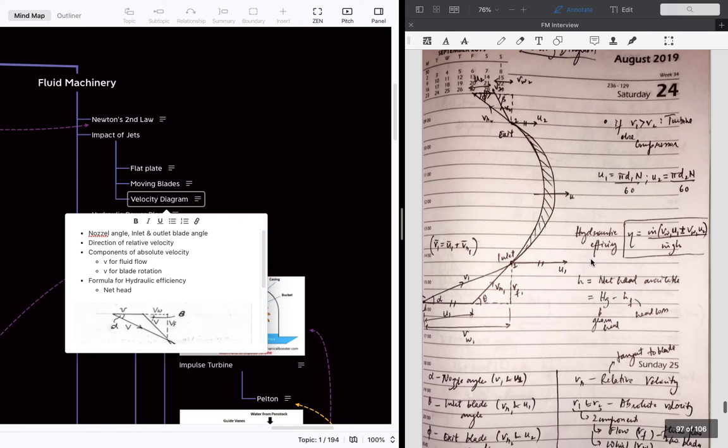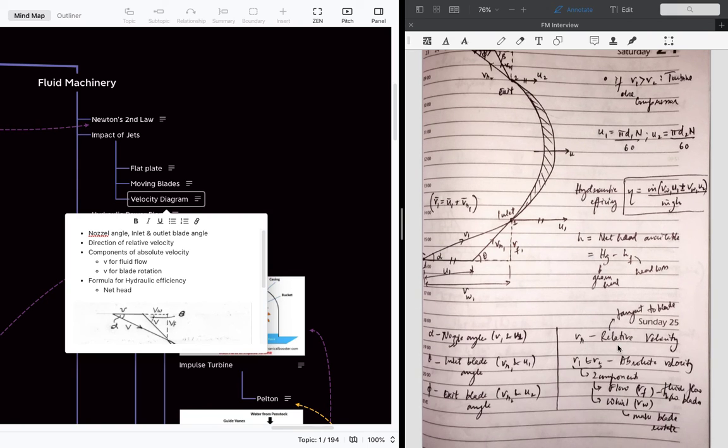And this is the formula for hydraulic. First, we will discuss the relative velocity. As we know, this is the relative velocity, and V1, V2 are the absolute velocities. For the absolute velocity, there are basically two components. One is the fluid flow velocity component, and another one is the whirl velocity component.